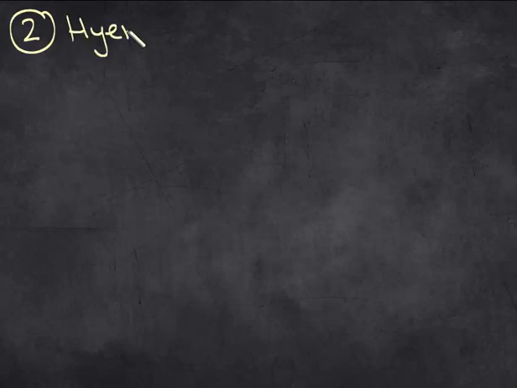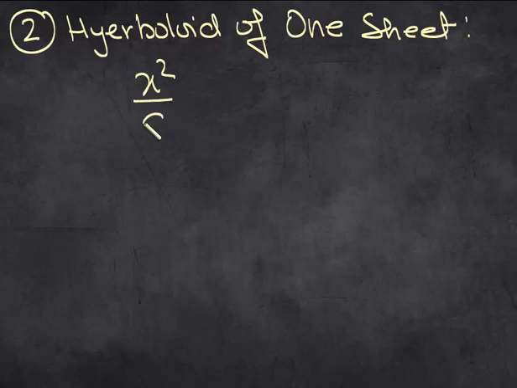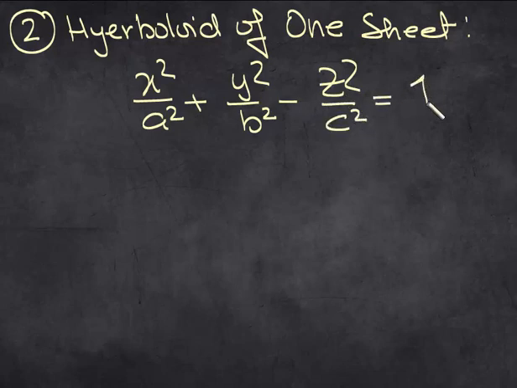Okay. The next quadric surface is hyperboloid of one sheet. So the next surface we're going to talk about is hyperboloid of one sheet. Okay. So it looks something like this. We have x squared over a squared plus y squared over b squared minus z squared over c squared is equal to 1.